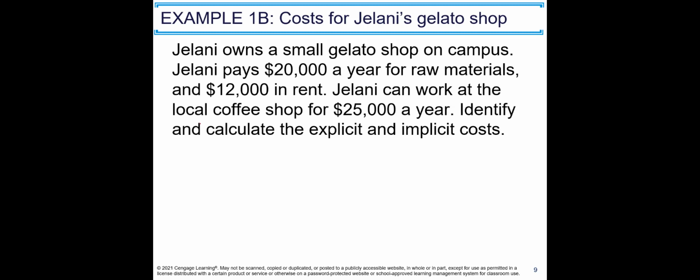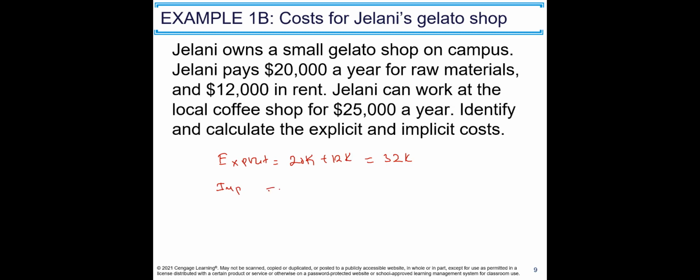Remember, explicit costs are the ones that require a cash outlay. Here, in this case, Jelani needs to pay $20K a year for raw materials. It's a cash outlay, plus $12K for the rent. Therefore, $32K is the explicit cost.